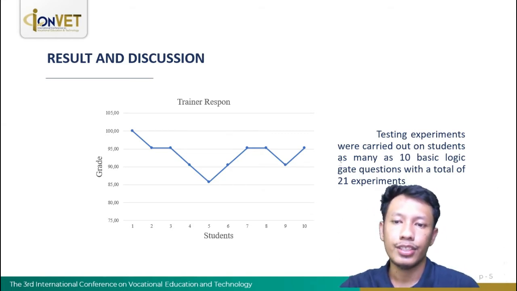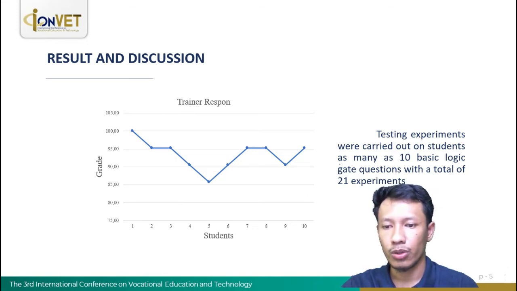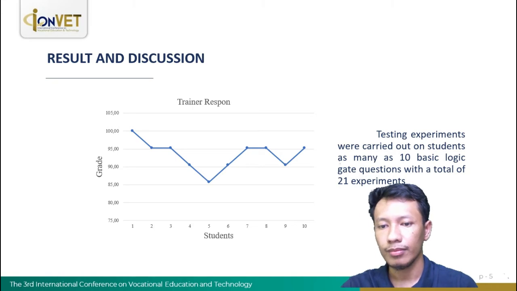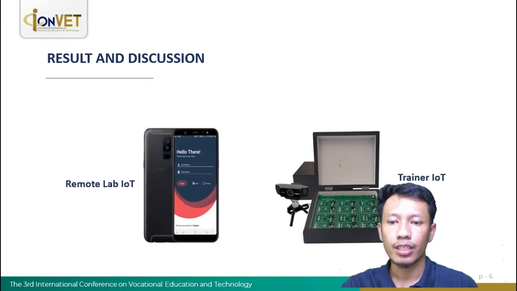Research and discussion. This research shows 90.3% connectivity success when practicing with 10 students and 10 questions as a sample. These questions were explained over 21 sessions. So, the result shows hardware as a trainer IoT and software as a remote lab IoT.